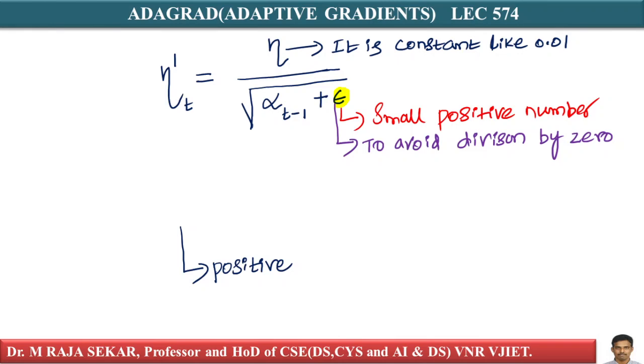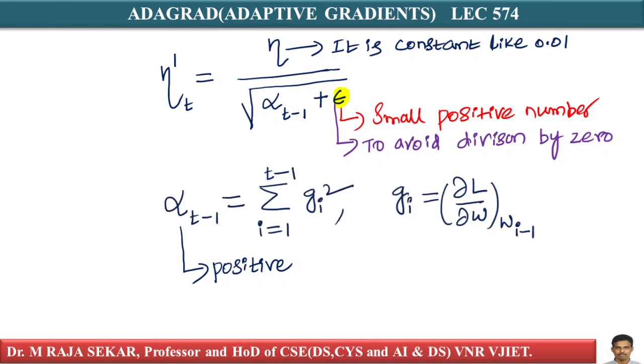Let's just understand this. What is my eta dash t? Eta dash t is equal to the square root of alpha t minus 1 plus epsilon. What is my alpha t minus 1? Alpha t minus 1 is the summation from i equal to 1 to t minus 1 of gi square. What is my gi? Just try to recall. My gi is the derivative of L with respect to W at the ith iteration, isn't it? Gi is the gradient term.